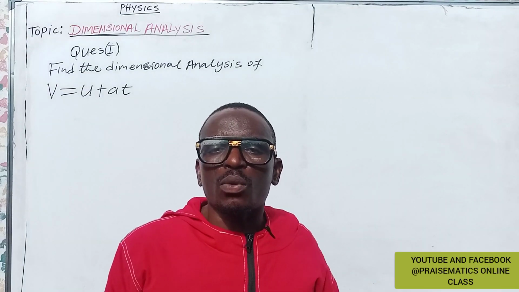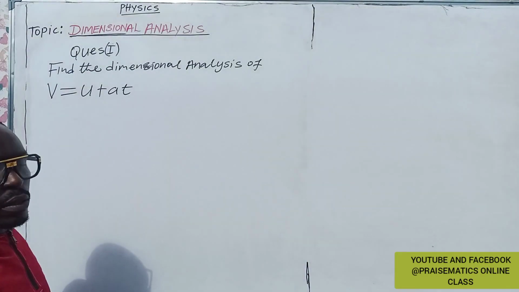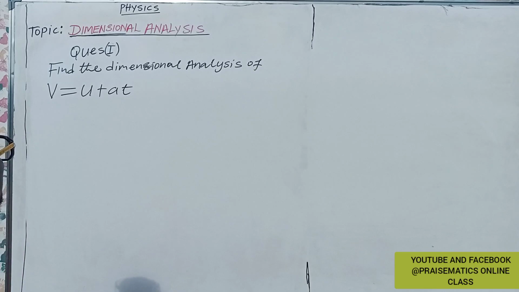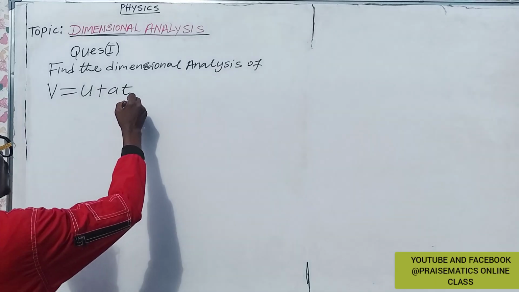In today's class, we are going to look at dimensional analysis. The question on the board says, find the dimensional analysis of this, the first equation of motion. How do we solve this?